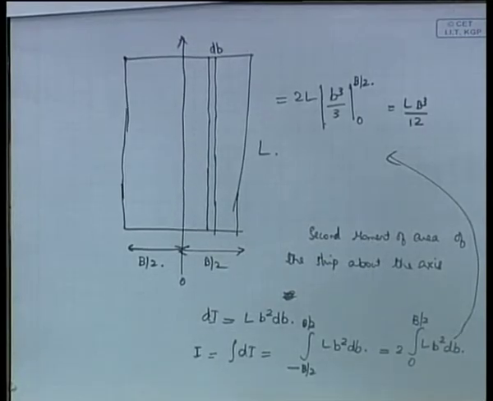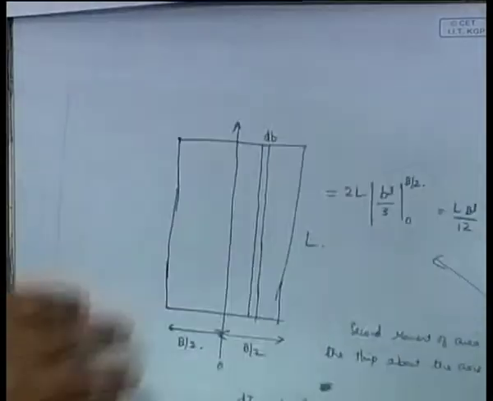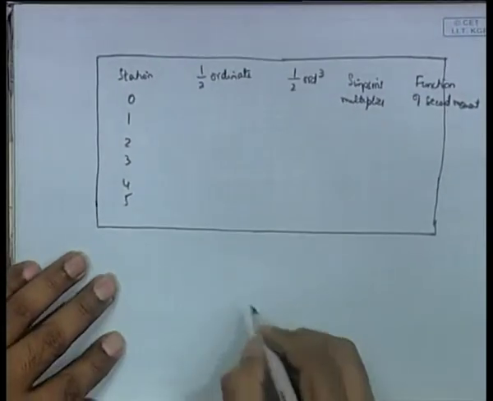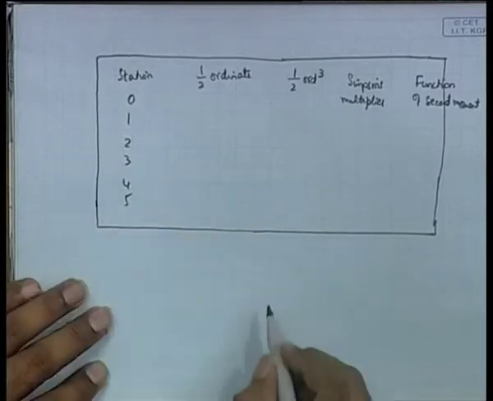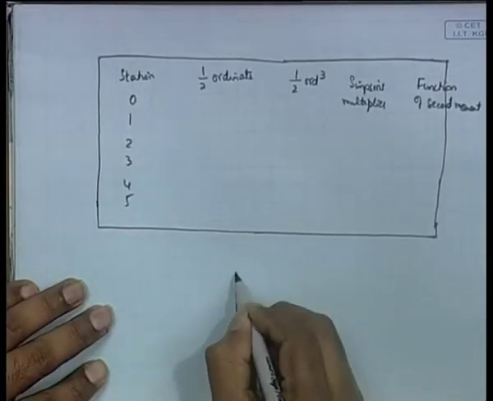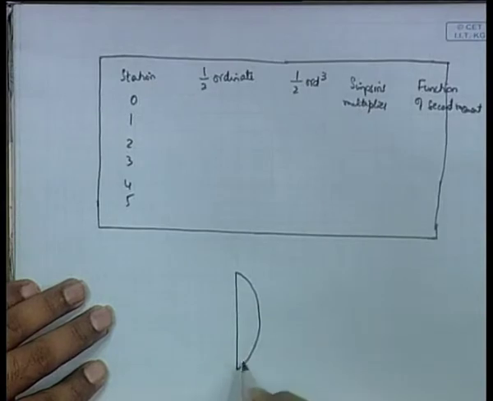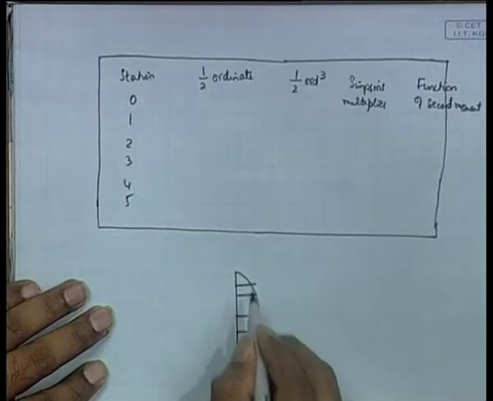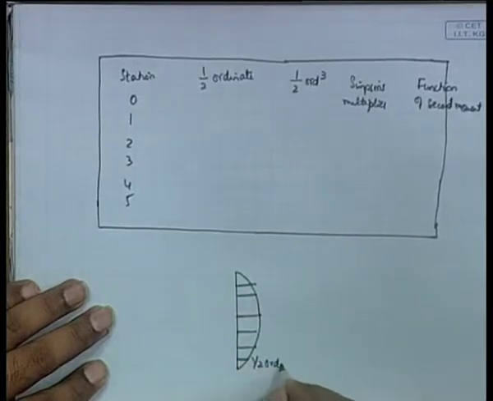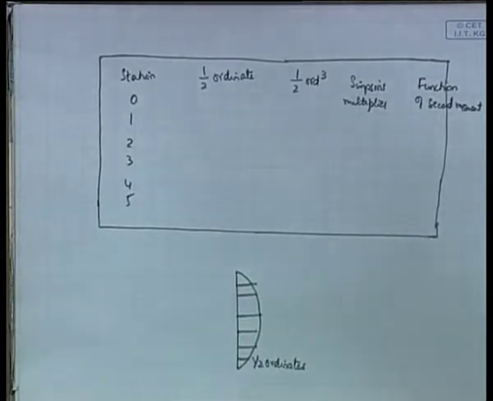Now for this problem, if we come back, just like that rectangular strip we had, in this case we have some other body, and likewise we have these half ordinates. Just like your LB cube by 12, you are applying that LB cube by 12 for small strips, and then summing it up using a Simpson's multiplier, and you get the I for the whole strip.